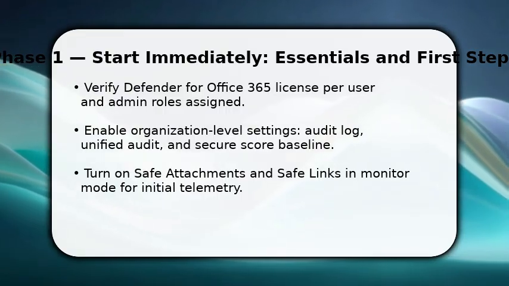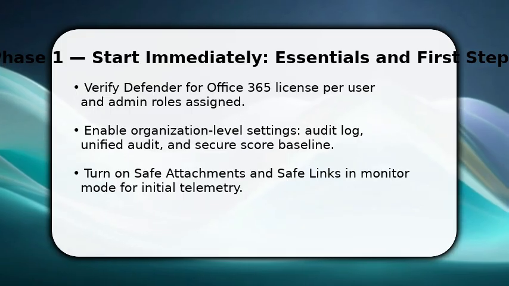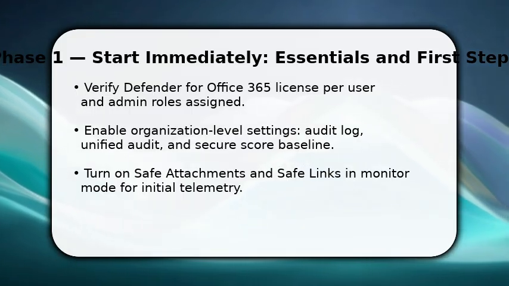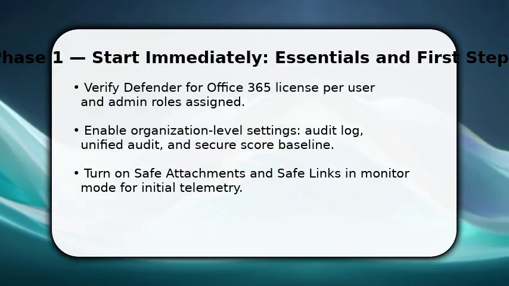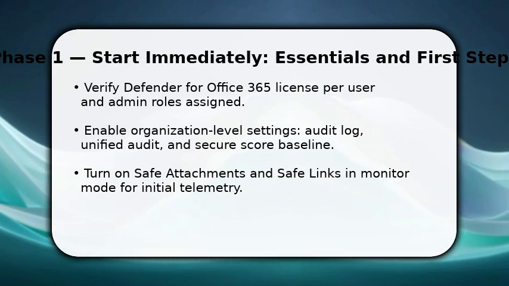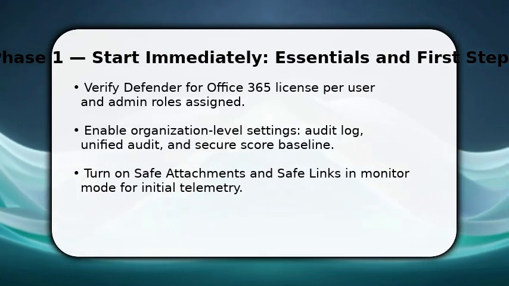Next, switch safe attachments and safe links to monitor mode first to gather telemetry without blocking users. Make sure to document current mail flow and retention settings so you can compare behavior before and after policy changes.